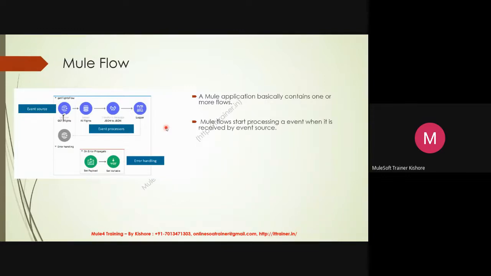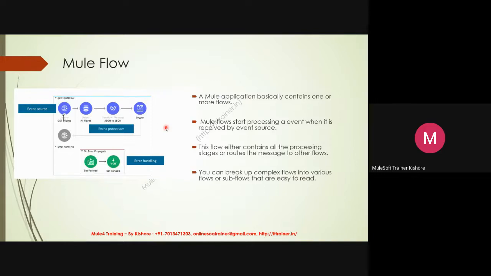A mule flow starts processing an event when it is received by an event source. When this mule flow starts, when the event source receives something, this flow either contains all the processing stages or routes the message to the other flows. What it will do, it will get the request and then route the request to the different flows. So you can break up a big, complex flow into a smaller number of subflows that are easy to process.